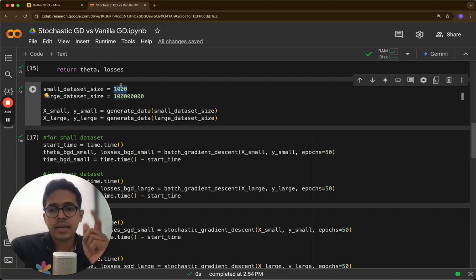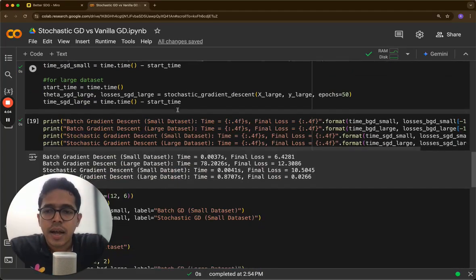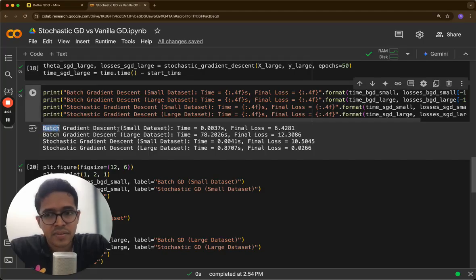So in the large data set there are 100 million data points, in the small data set there are 1000 points, and you can see that with batch gradient descent, which takes all data points into consideration, for the small data set the final loss is 6. But for stochastic gradient descent, for the small data set, the final loss is 10. So the loss is higher, fine.